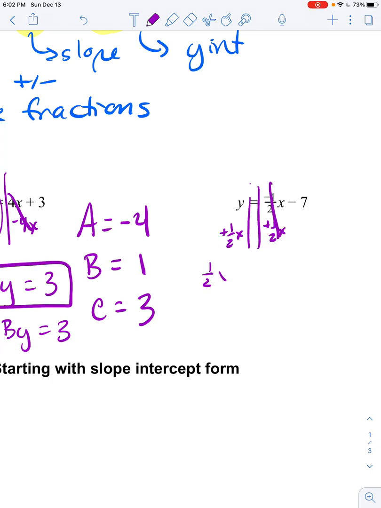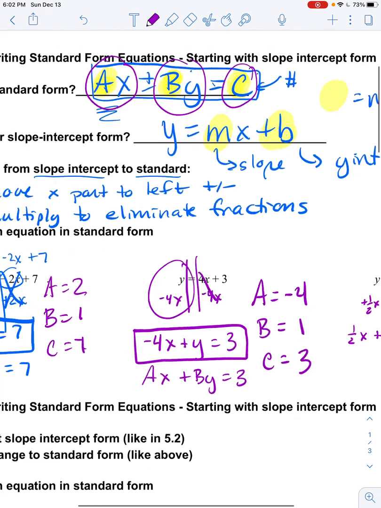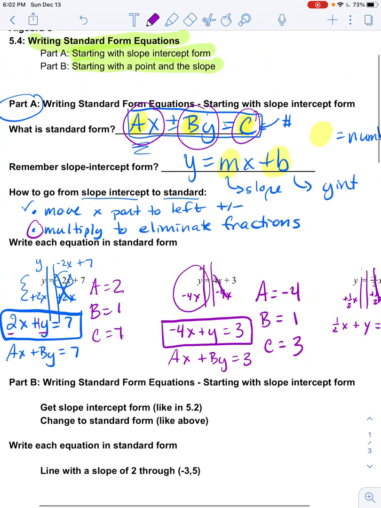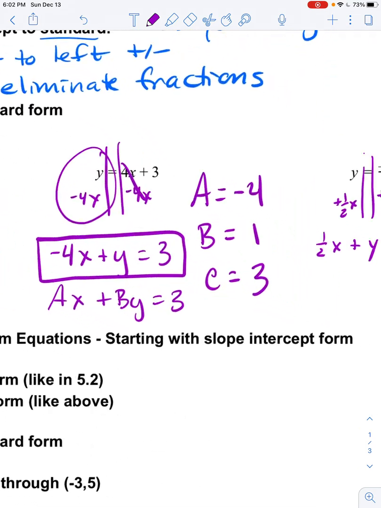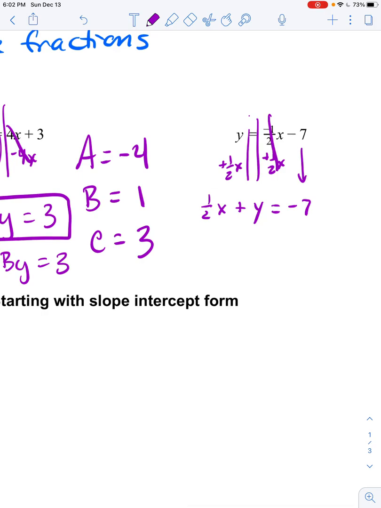Now I have 1/2 x plus y equals negative 7, but this is where this business comes in, where it says multiply to eliminate fractions. Well, to get rid of something that has a 2 on the bottom, I'm going to multiply the whole problem by 2, because 2 times 1/2 will be 1x, but then I have to multiply this to become 2y, and this. I have to multiply the whole entire equation. I can't just double one part of it.